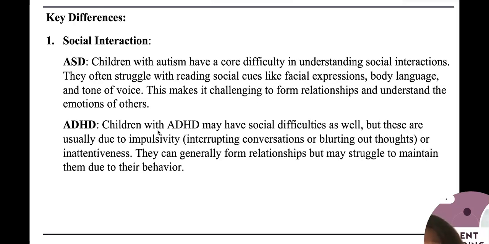The key differences will be social interaction, of course. ASD, with autism, they have core difficulty in understanding social interactions. They often struggle. They just can't connect with social cues. So you will find people around them asking, how is he acting like that? How is she acting like that? Sadly, they don't connect with it. They don't even realize it.